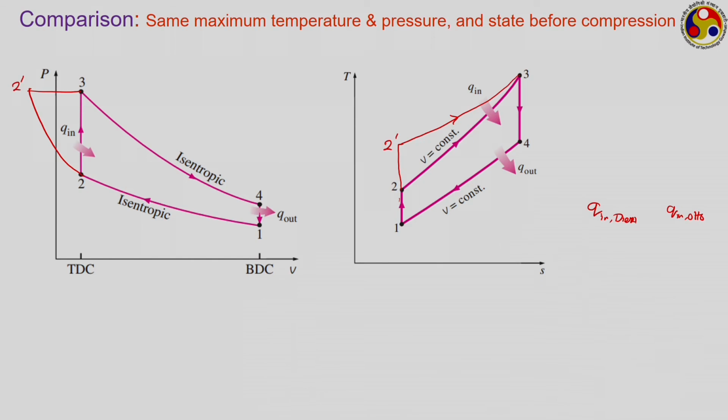Which one is higher? Q in for the diesel is definitely much higher in this particular case, because the area under the curve 2 prime 3 is much larger than the area under the curve 2 3. So, efficiency in this case for the diesel will be greater than the efficiency for the Otto cycle for this particular case. There are several other comparisons also we can think of. You can also try to think of a few other comparisons.